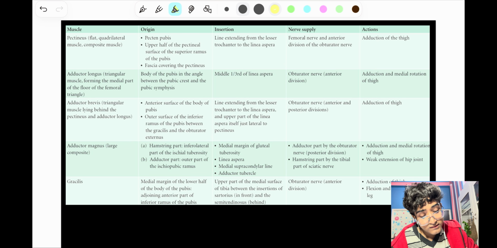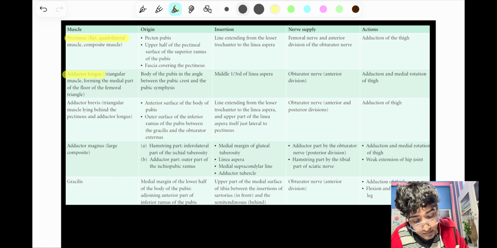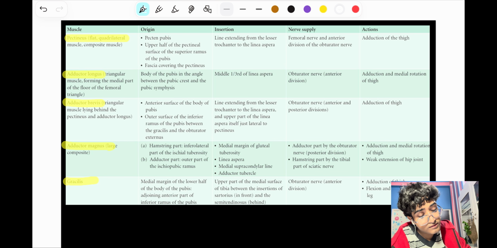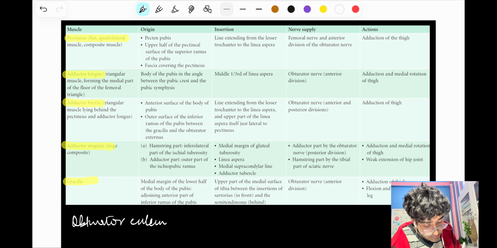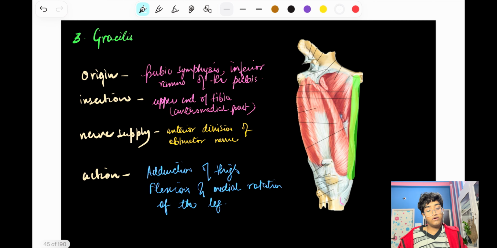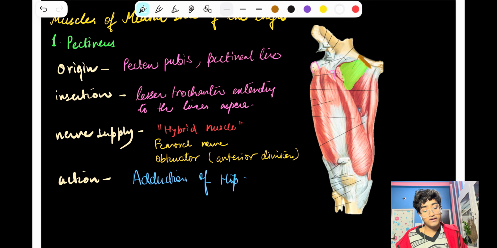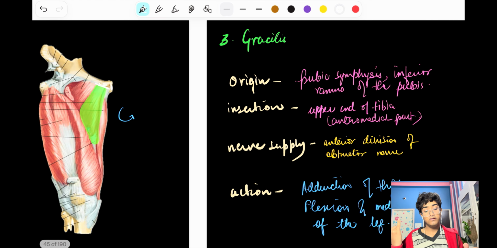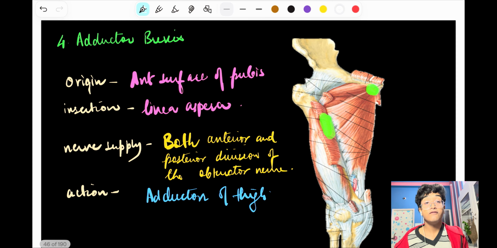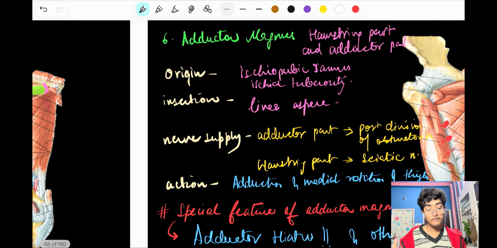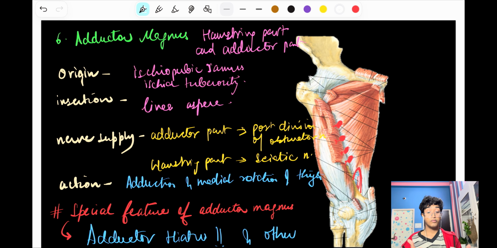We are done with the pectineus muscle, adductor longus muscle, adductor brevis muscle, adductor magnus, and gracilis. There is another muscle, the obturator externus. So we are done with the muscles of the medial compartment of the thigh. First we have the pectineus, then the adductor longus, then gracilis, then the adductor brevis, and the obturator externus. And the most important muscle which we will be dealing with is the adductor magnus muscle.